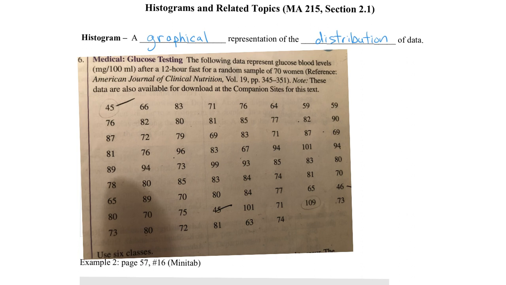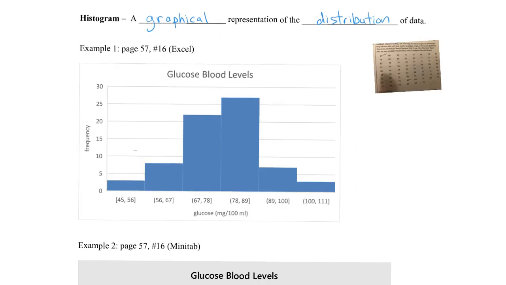Sometimes you learn how to make a histogram by hand, but it really is fairly time consuming, and nobody really does these by hand, especially considering that most data sets are far larger than 70 data points. So if you look at this first histogram, this is from Excel. And Excel doesn't do a real great job with a number line. This is not really ideal here.